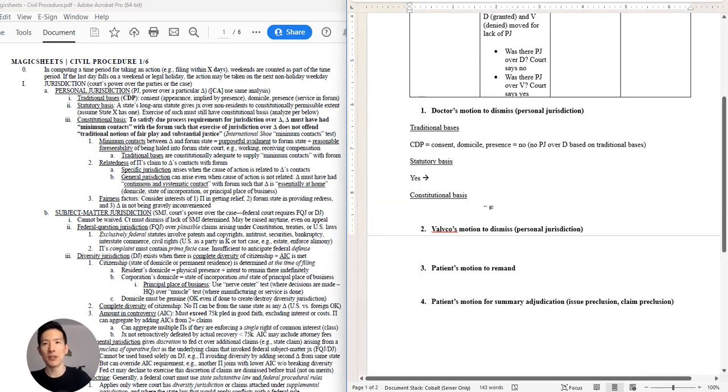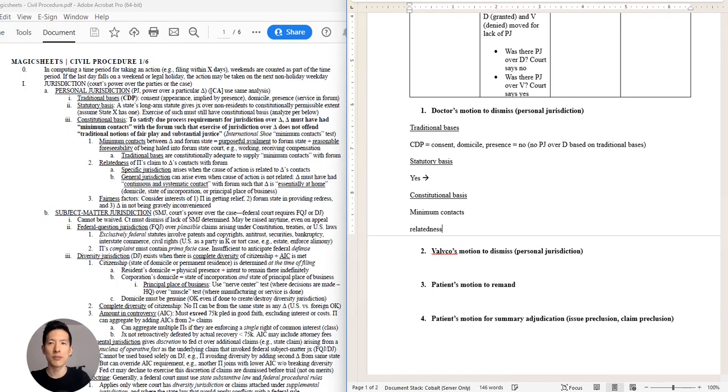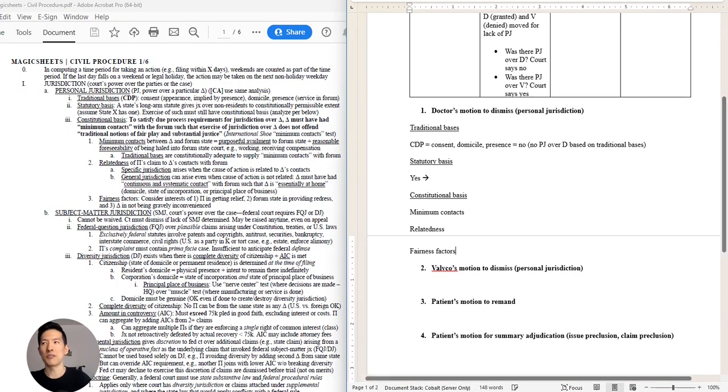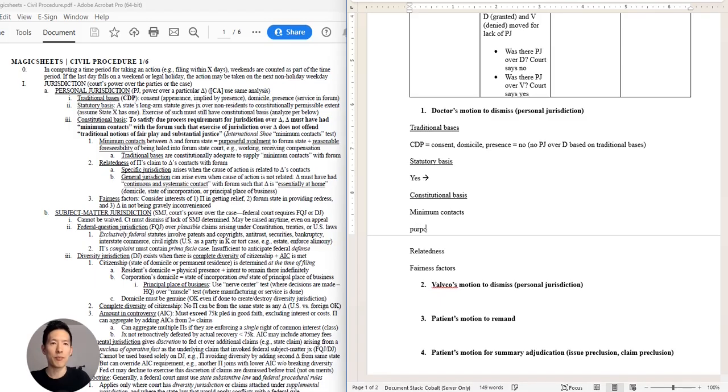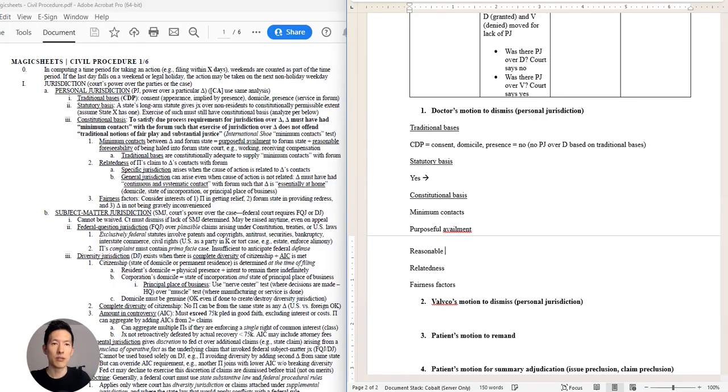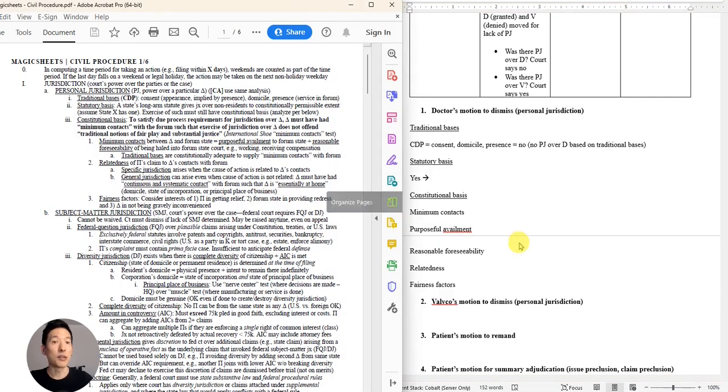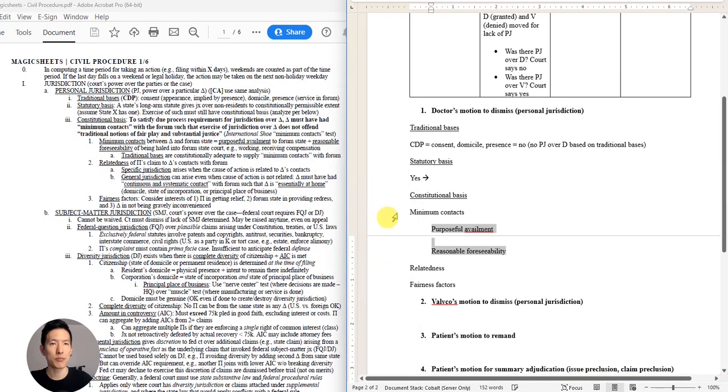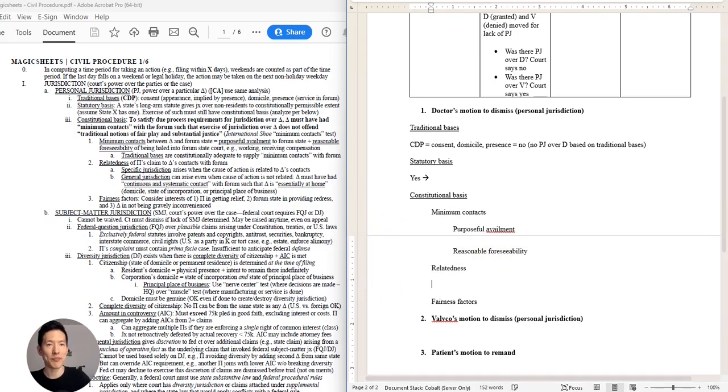So we'll write this down. Minimum contacts, relatedness, fairness factors. And then below these we have purposeful availment, reasonable foreseeability. And then under relatedness, okay, let's put these tabbed out so that we know these are sub-issues under constitutional basis.